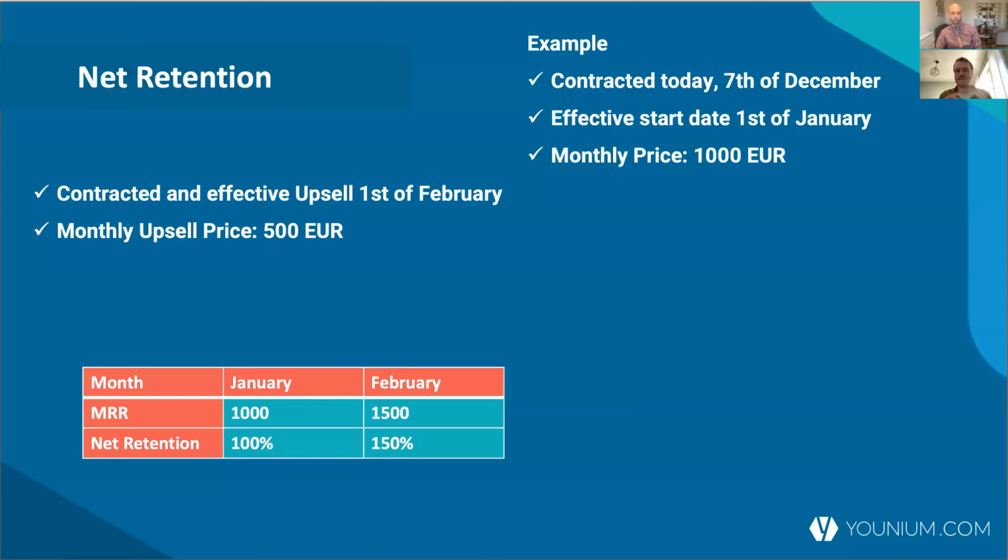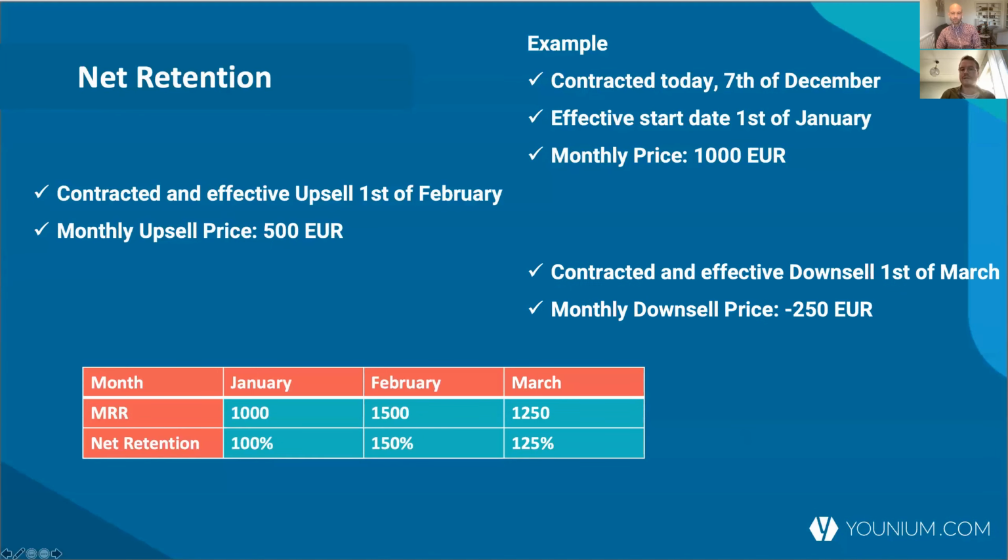Let's say things go a bit south, or something happens to the customer. They're saying, oh, we can't use your service this much, we want to pay less. So already in March, they're saying, okay, let us pay 250 less. So we end up here in March at a value of 1,250 in MRR, and that would then be 125% retained of the starting initial value of this subscription.